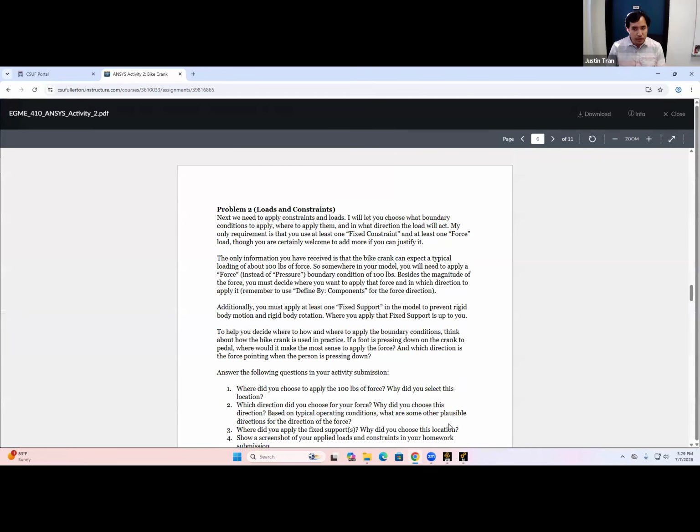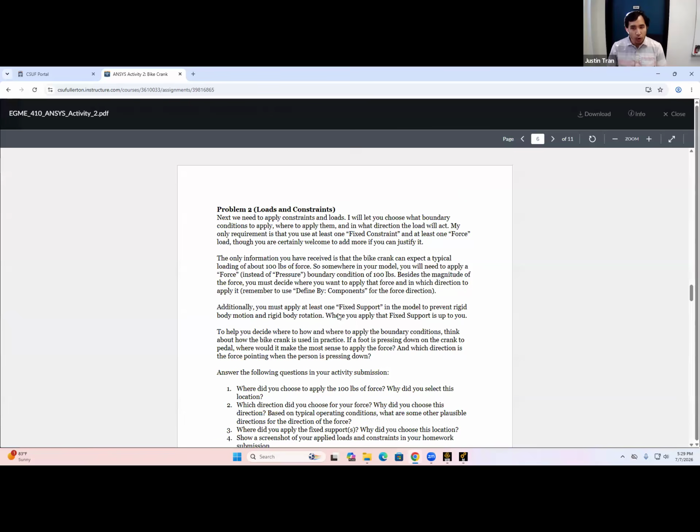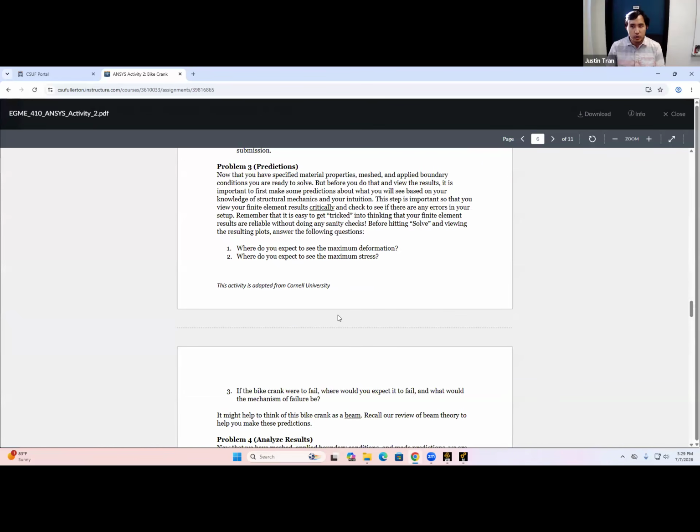I don't want you guys to get into a mechanical mode where you just do the settings, hit solve, and take the result at face value. You should always check the results against what you expect, because that's what separates a human engineer from a robot. It's the interpretation, the analysis of what you're getting.